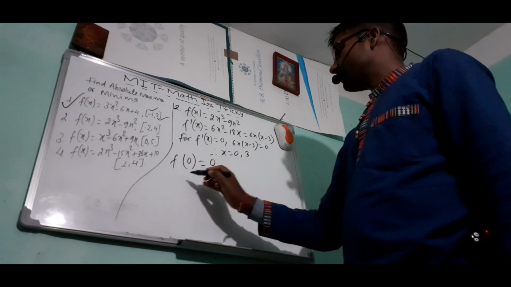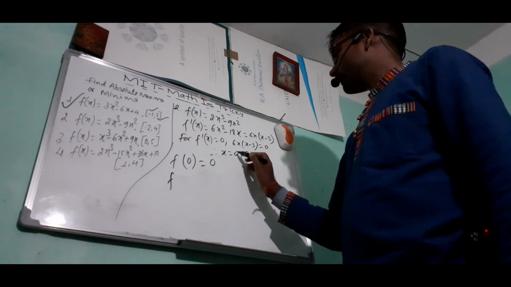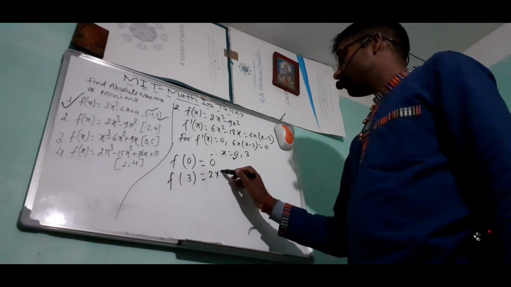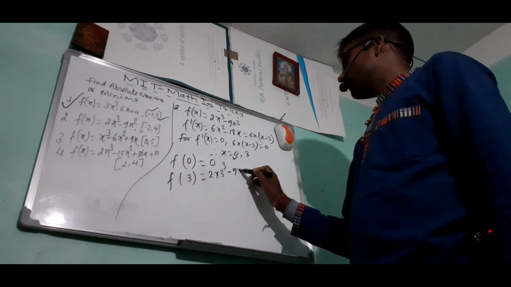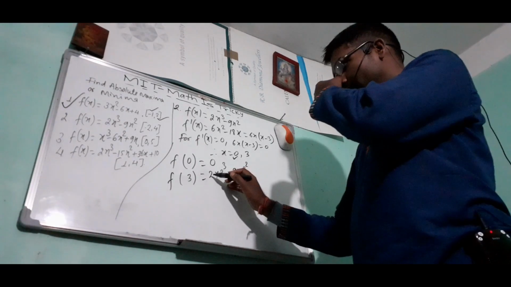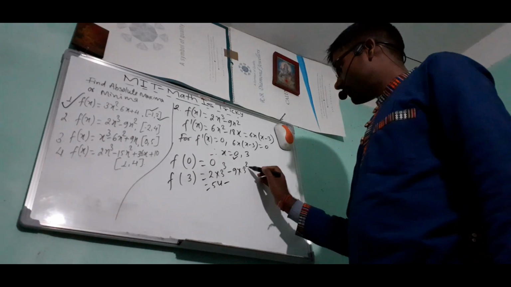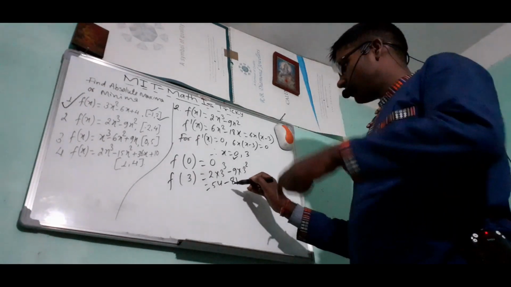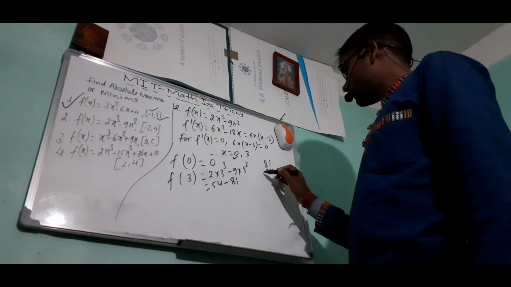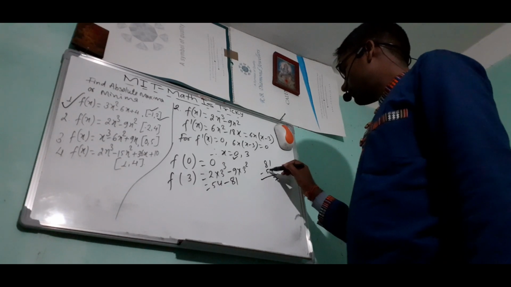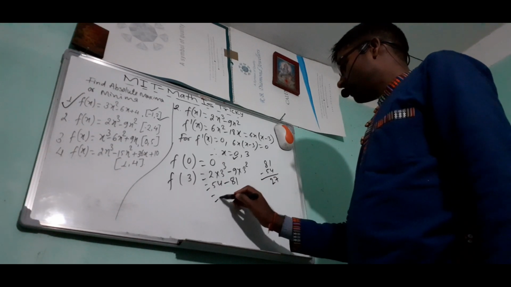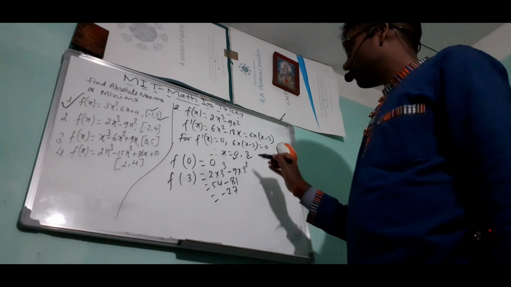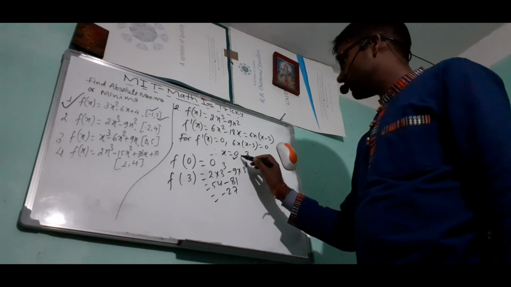F of 3 will be 2 into 3 cube minus 9 into 3 square. So 27 into 2, 54 minus 9 into 9, 81. So 81 minus 54. Let's subtract this. So it is 27, minus 27. We have calculated the functional value for two stationary points.